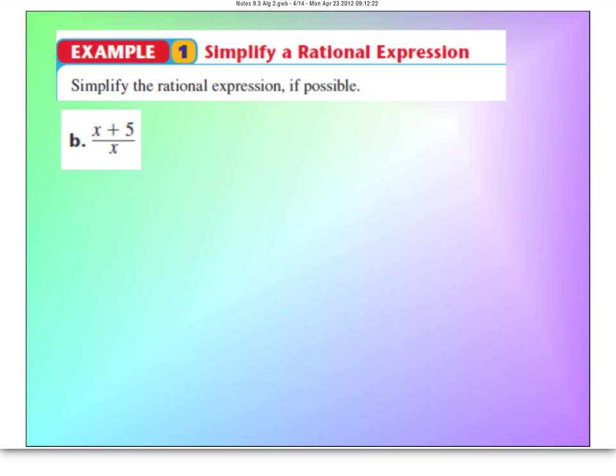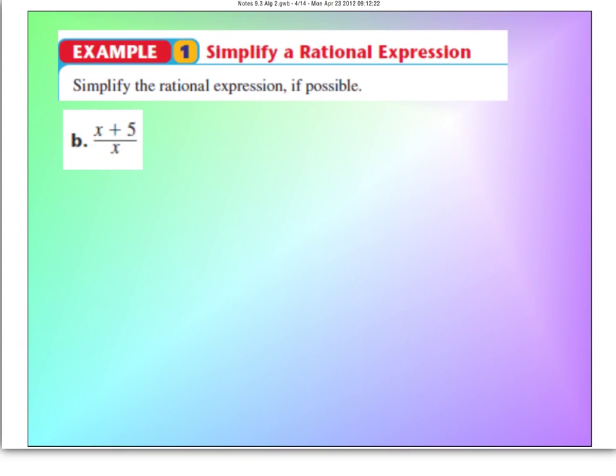Now let's return back to this question. We're going to do learning objective B, which is simplify rational expressions with binomials or trinomials. Now again, this here on the top is one complete term. It's x plus 5. That is a binomial. This bottom one is an x. You cannot come in here and subtract out and cross off the x's.